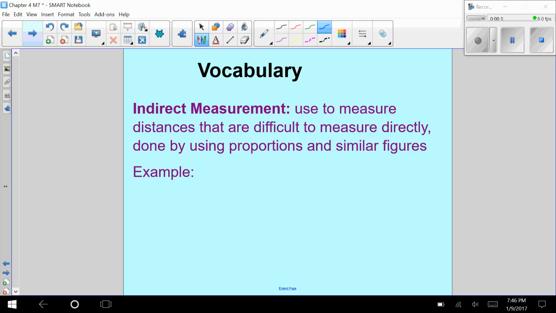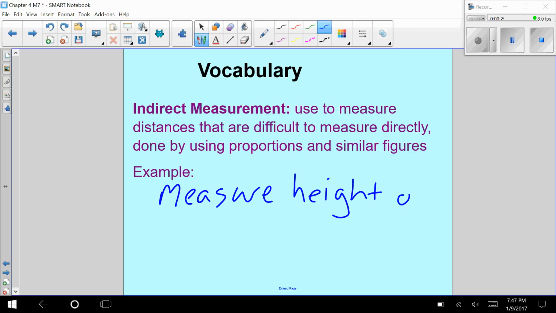An indirect measurement is used to measure distances that are difficult to measure directly. It is done by using proportions in similar figures. For example, if we have to measure the height of a tree, let's say we have to cut down this tree, we need to know how big it is for when it falls down. We need to measure the height of the tree. I don't have a tape measure that's going to go all the way up there. I need to use indirect measurements.